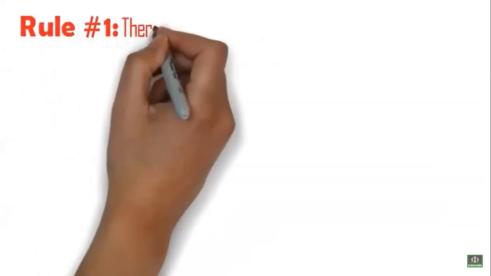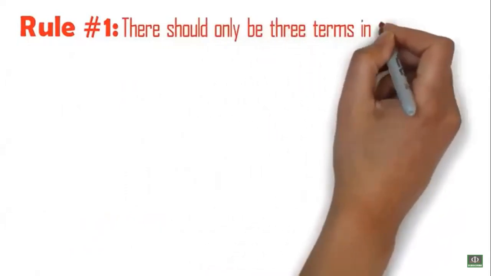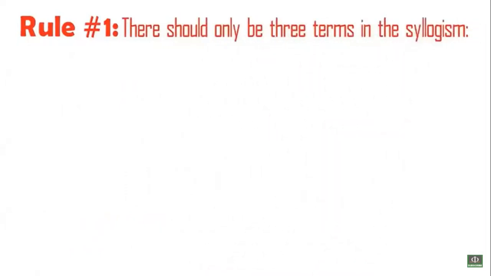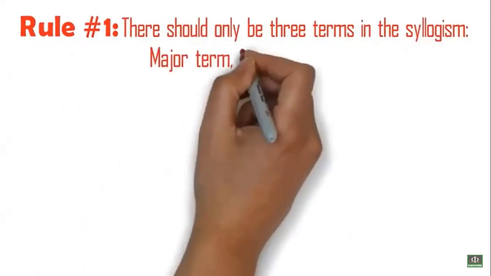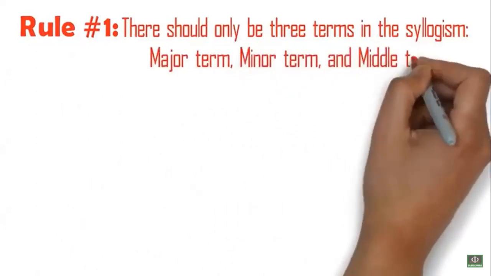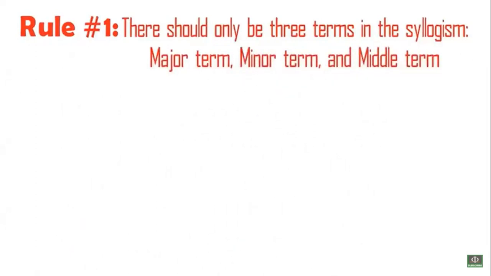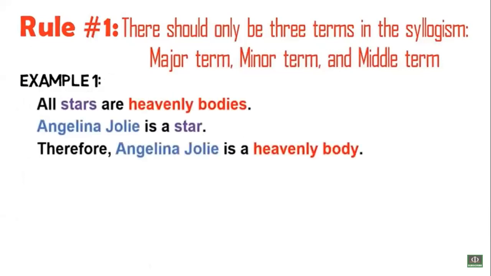Rule number 1 of the 8 rules of syllogism states, there should only be 3 terms in the syllogism, namely the major term, the minor term, and the middle term. Let us validate this example. All stars are heavenly bodies. Angelina Jolie is a star. Therefore, Angelina Jolie is a heavenly body.